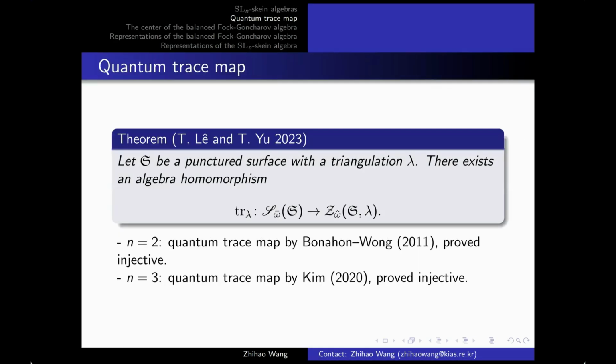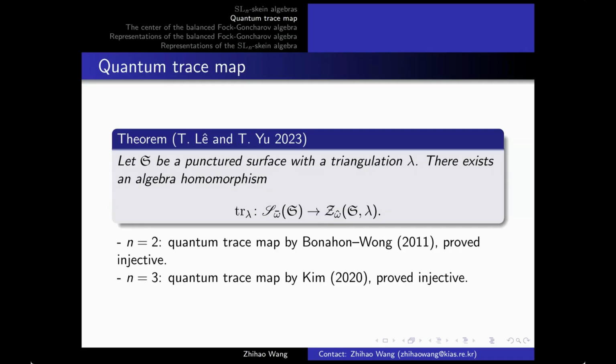Okay, now let's look at the quantum trace map. S is a punctured surface with a triangulation lambda, and then there exists an algebra homomorphism from the SL skein algebra to the Z terms. Until now, we don't know whether it is injective for general n, but people proved that it is injective for SL2 and SL3. So why is this quantum trace map interesting? Because, just like I said, we expect that it is injective.